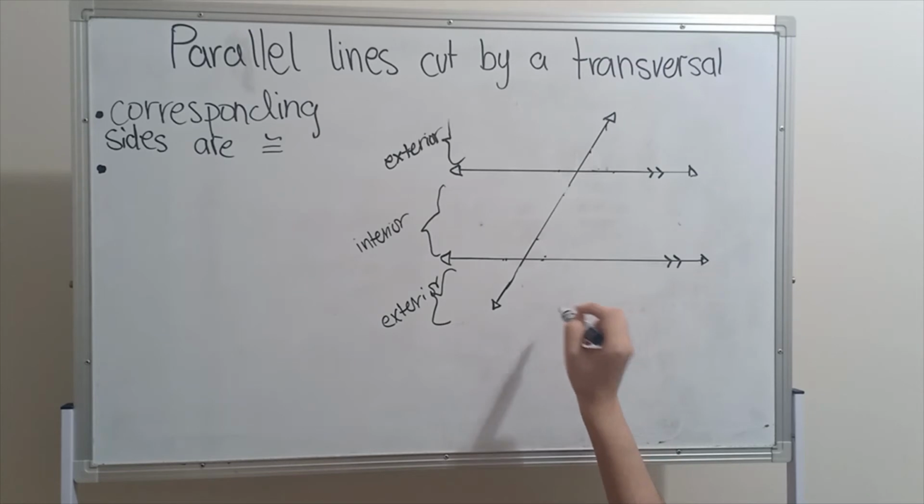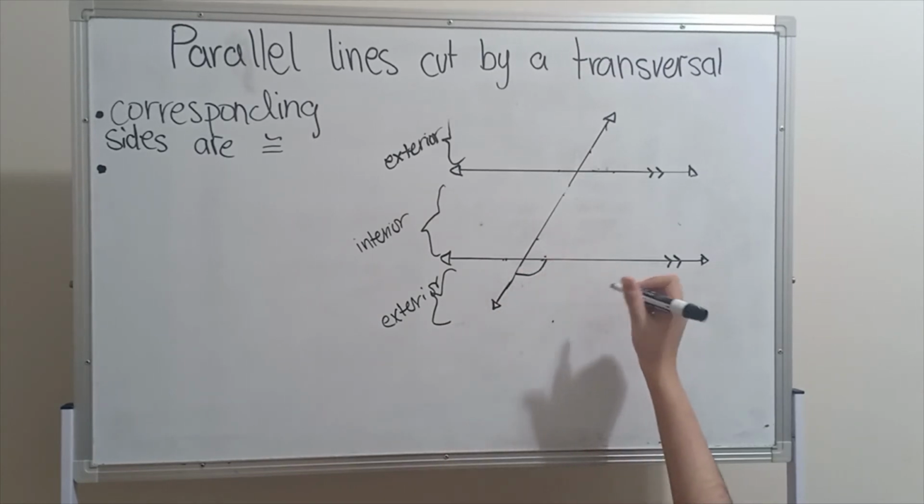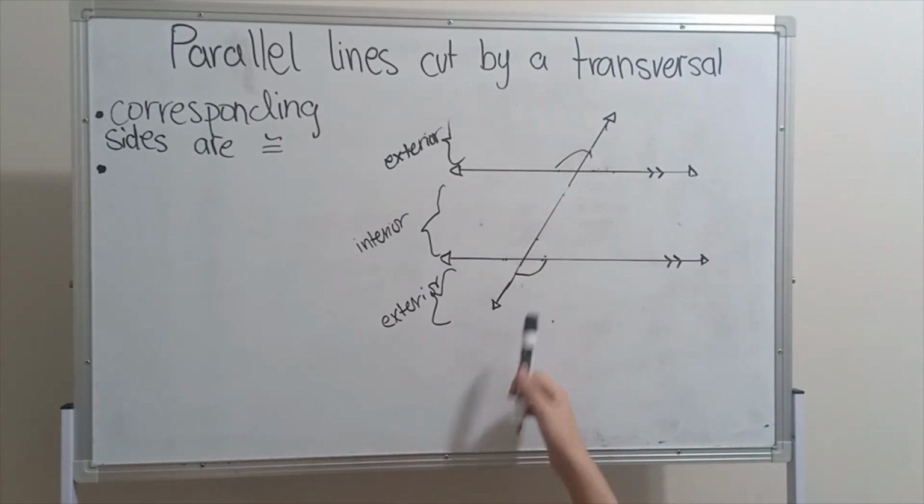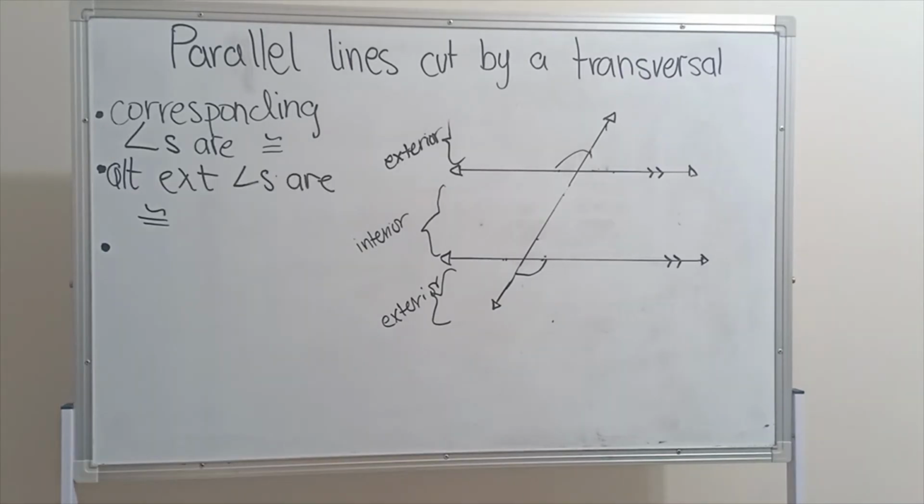So it's going to be this angle is congruent to this angle. So they're exterior angles and they're alternate because they're on the opposite sides of the transversal in the exterior portion of the parallel lines. So therefore, these two are congruent. Now, since we have done alternate exterior angles, there are also going to be alternate interior angles that are congruent.